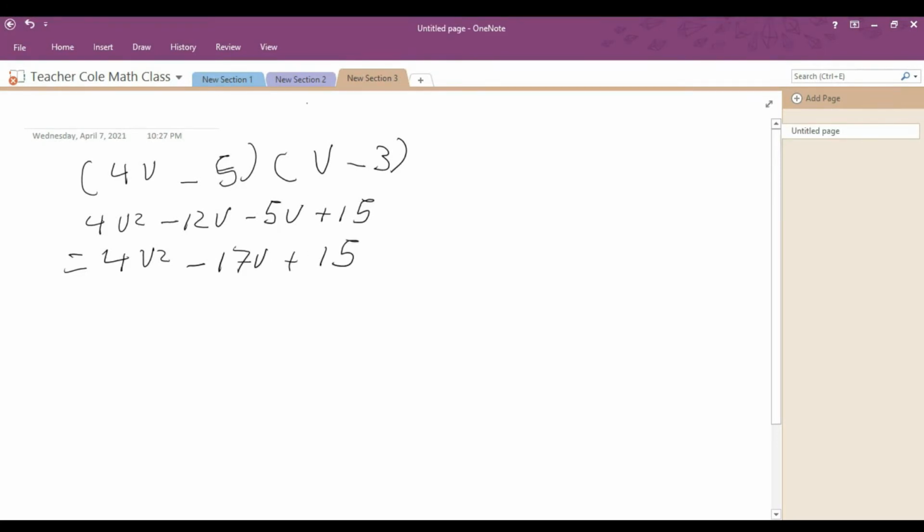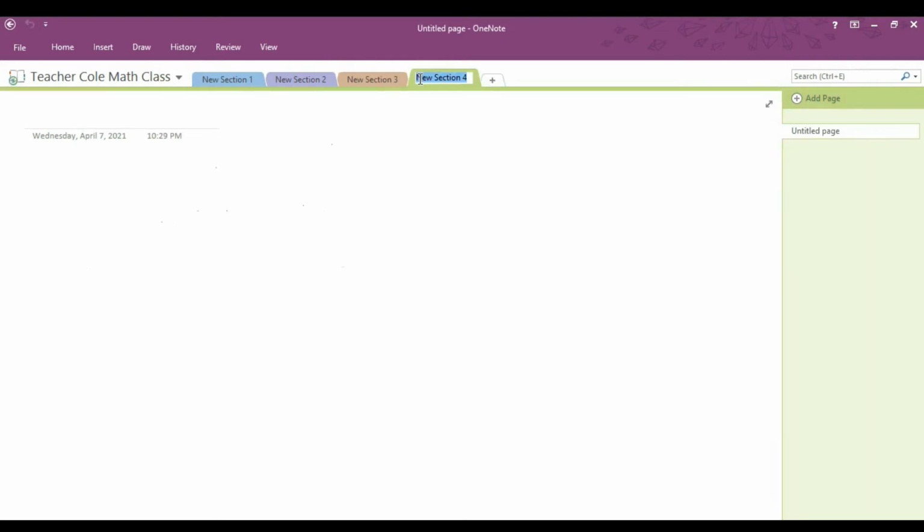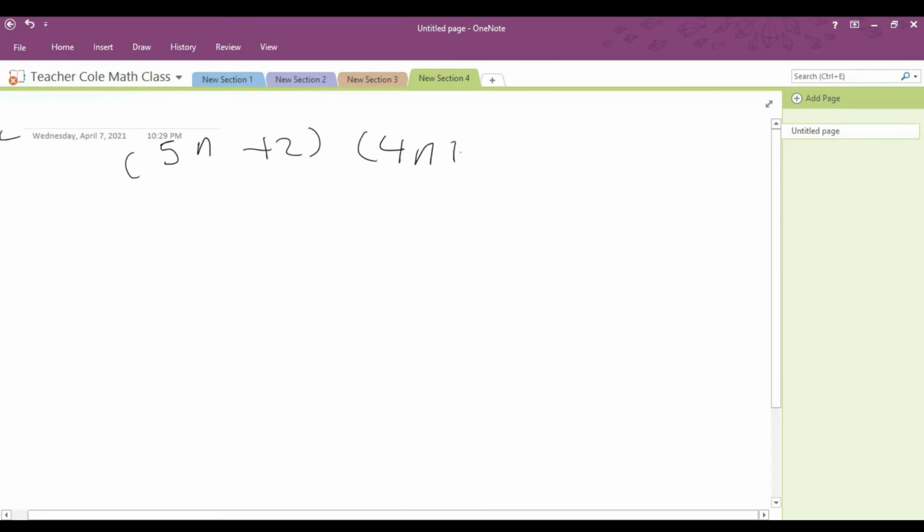So we're moving on to our fourth example. And our fourth example is one similar to this one that we just did. Alright, so we write our brackets 5n plus 2, 4n plus 4. Alright, still applying the distributive property. So we have 5 times 4, that gives us 20n squared. The 5n multiplied by the 4 gives us 20n. Alright, so 2n multiplied by 4 gives us 8n, and 2 multiplied by 4 gives us 8.